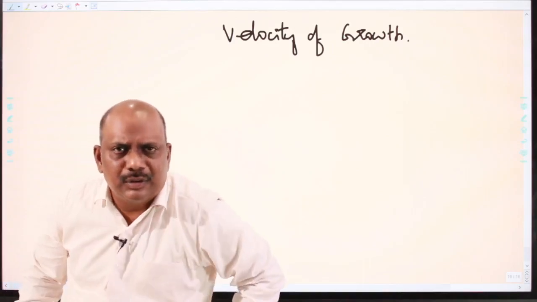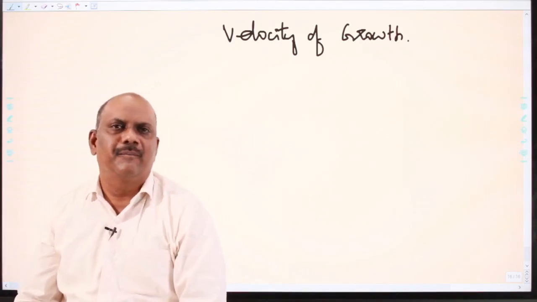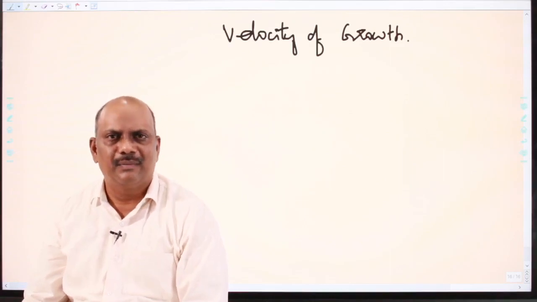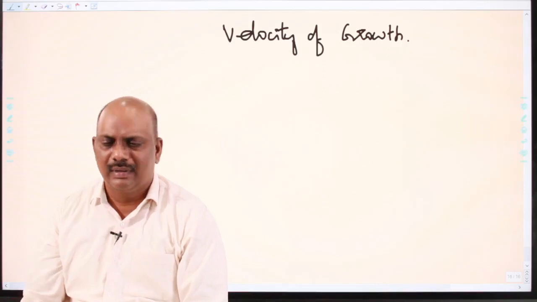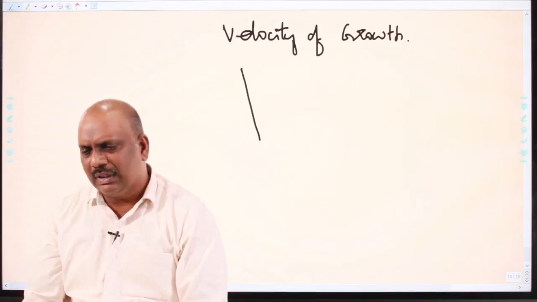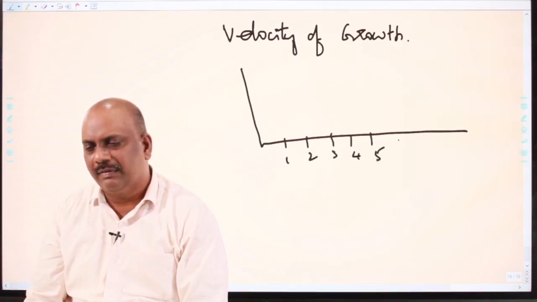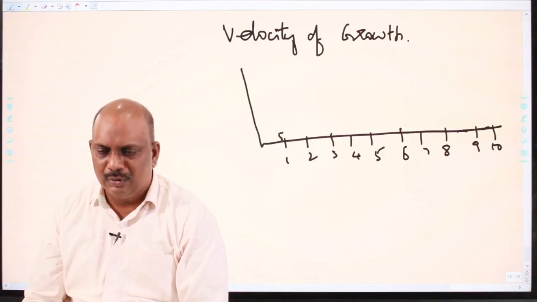Velocity of growth means growth in a given period of time. This is generally calculated when a kid is growing, and every month how much it grows. For example, suppose an individual grows at a certain rate: first month, second month, third, fourth, fifth, sixth, seventh, eighth, ninth, 10th. In the first month the kid grows 2 centimeters.